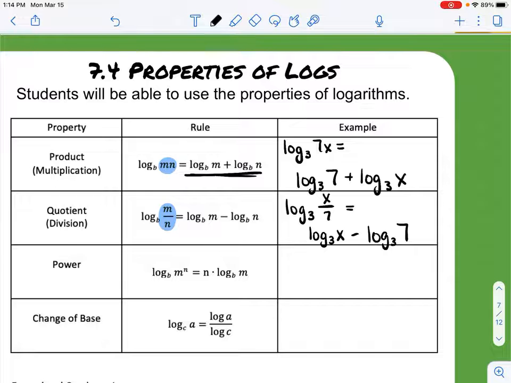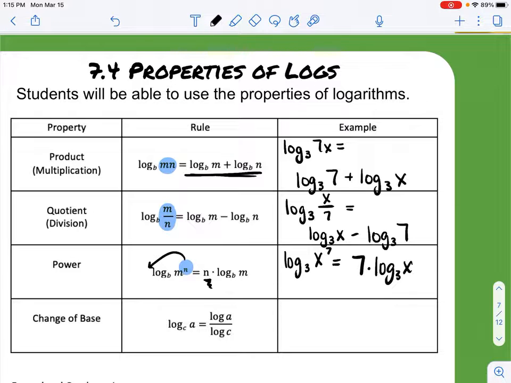Okay? Now, if we have a power, you're looking for an exponent here. That exponent can actually come to the front. Notice how n becomes in front of the log, and they are multiplied. So, for example, if you have log base 3 of x to the 7, this is equivalent to 7 times log base 3 of x.